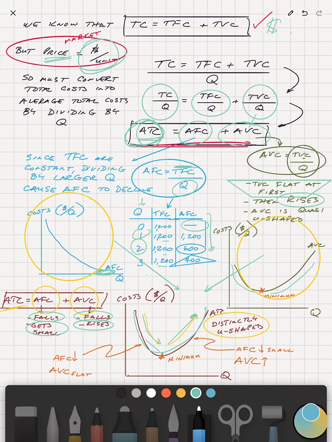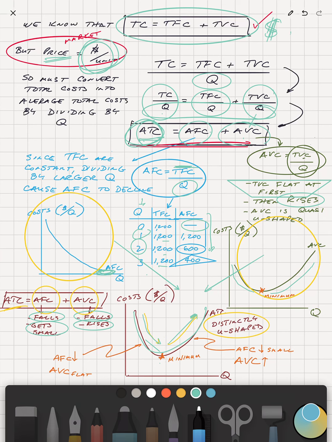Now, the information that we get in the marketplace, we know this total cost, top box here, is equal to total fixed cost plus total variable cost. These are in dollars. The information, though, that we get from the marketplace is in dollars per unit. Price is equal to dollars per unit. So we have to convert this into an average total cost curve, and you do that by simply dividing by Q. So I divide the entire equation by Q. I can break out the parts, and then I come to this equation in this box that you must know. Your average total costs are equal to your average fixed cost plus average variable cost.